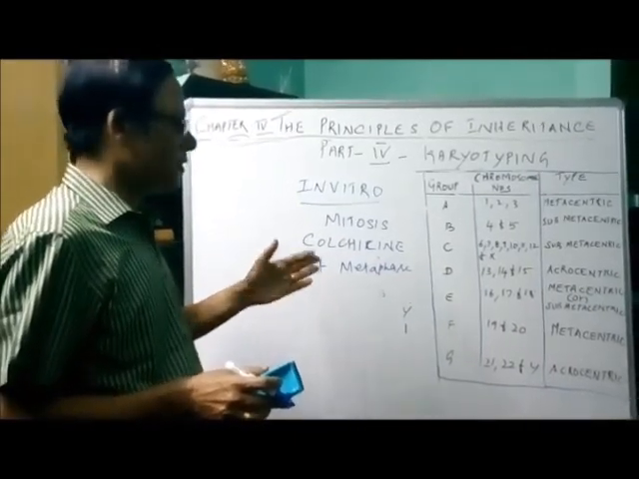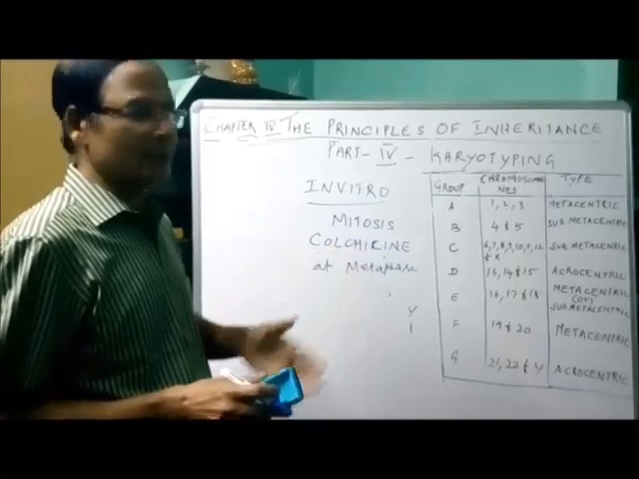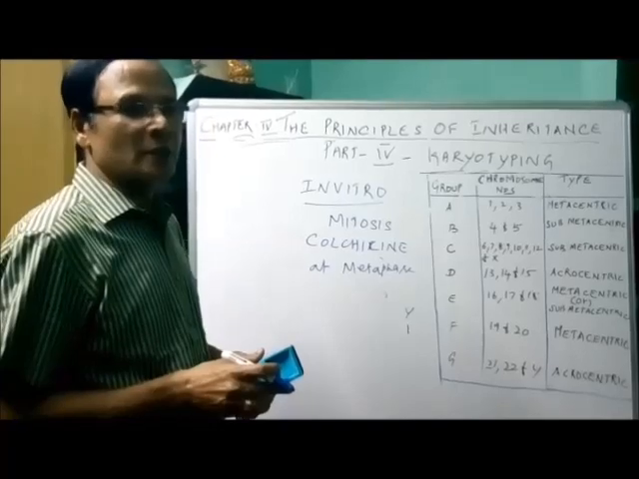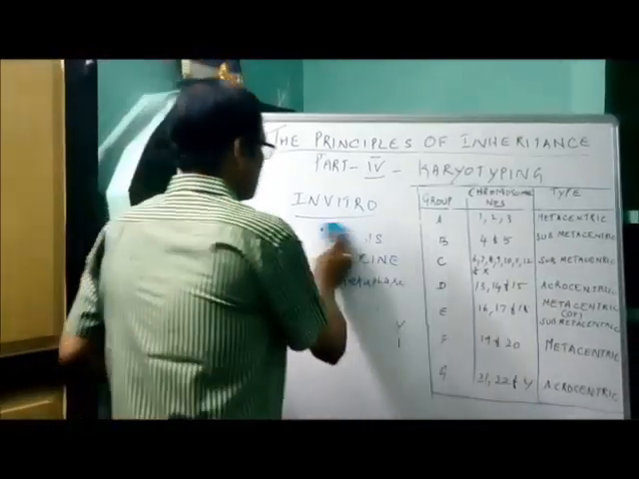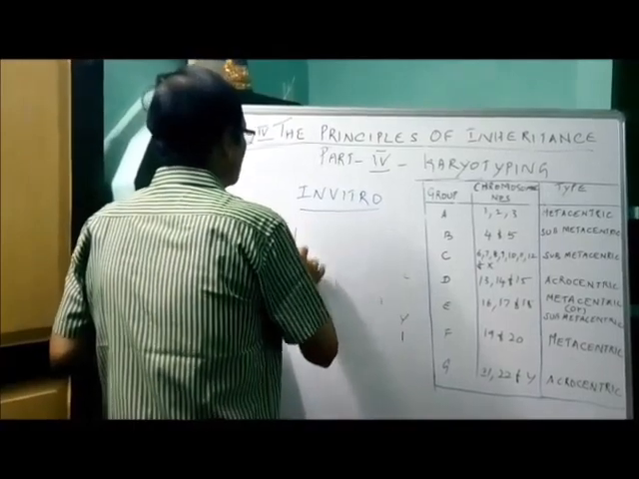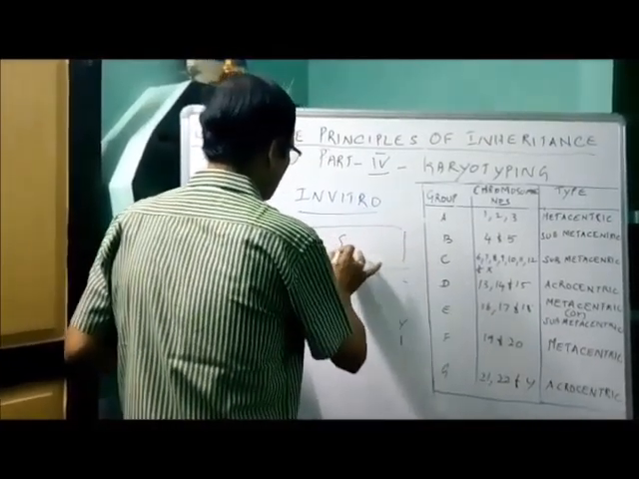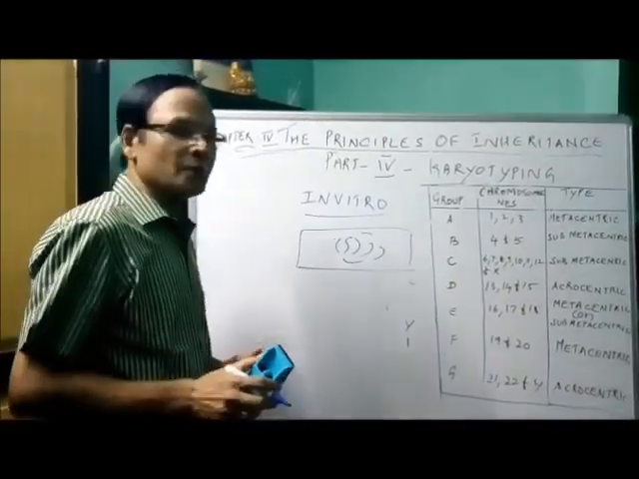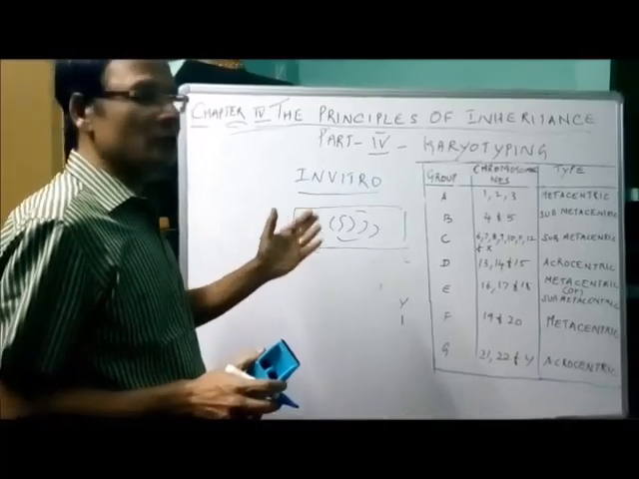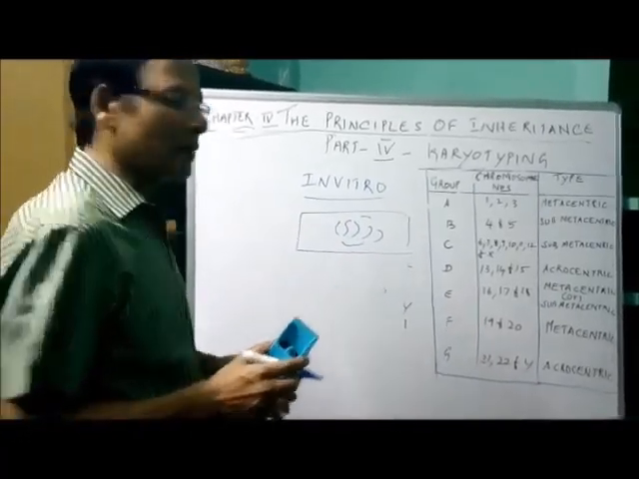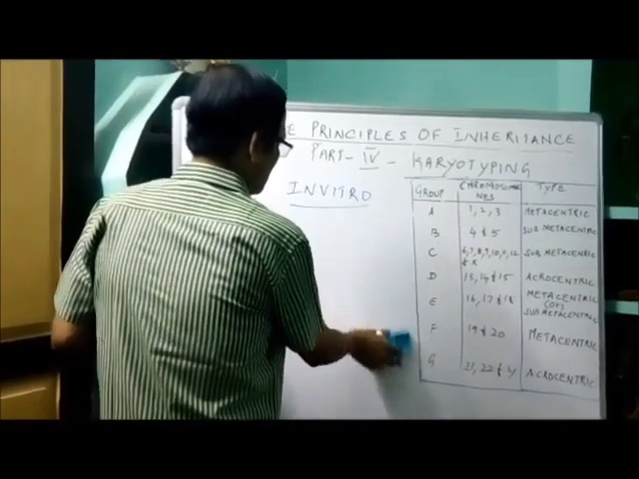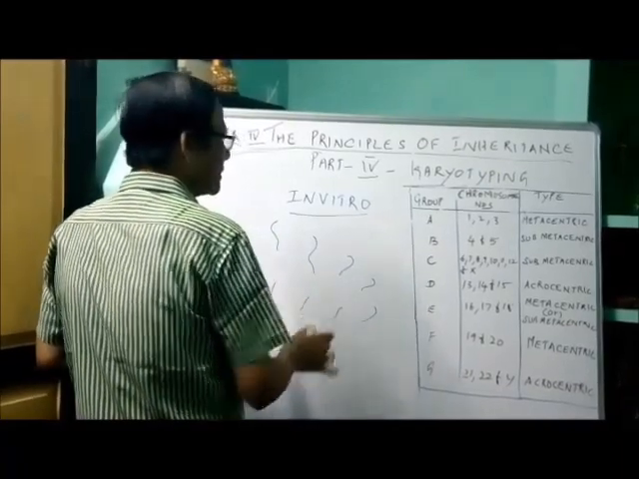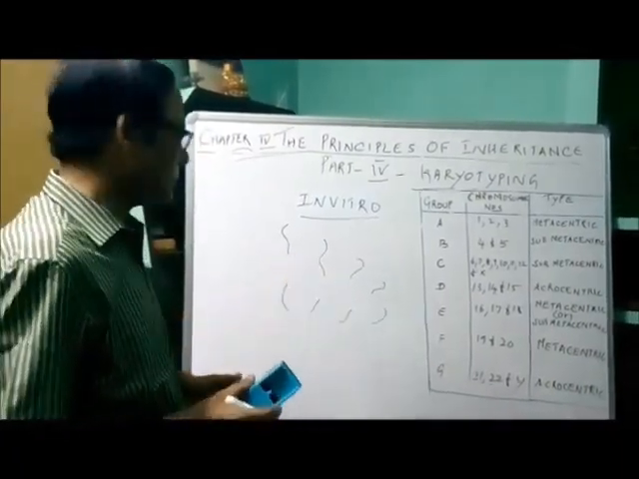Now the cells are taken up and spread on a slide. The chromosomes are stained, a color is added. Then a photograph is made. This is a slide where the chromosomes are spread. Stain is added to color the chromosomes. Then a photograph is made. In that photograph the chromosomes are scattered here and there like this. They are not arranged in pairs, as we have seen in the case of the ideogram.